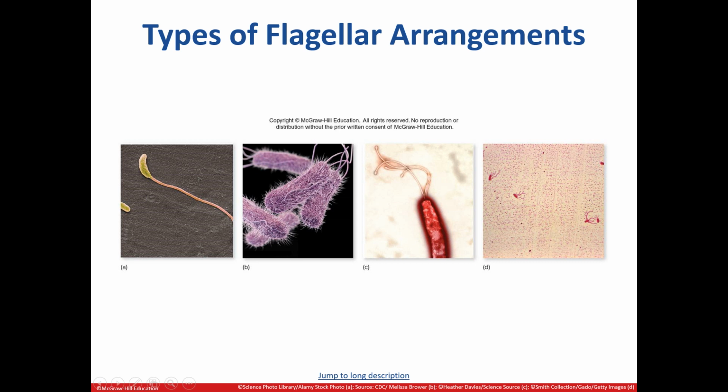Here in A, we can see a monotrichous arrangement. B shows us a peritrichous arrangement. C indicates a lophotrichous arrangement. And D represents an amphitrichous arrangement.